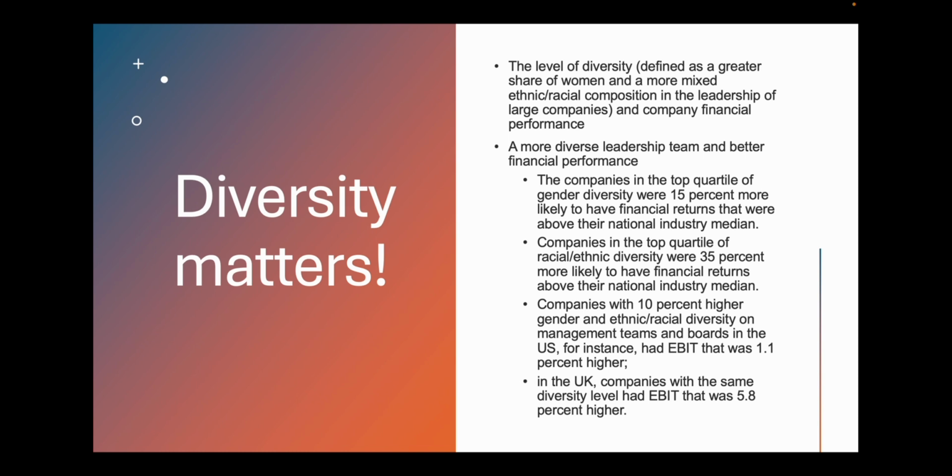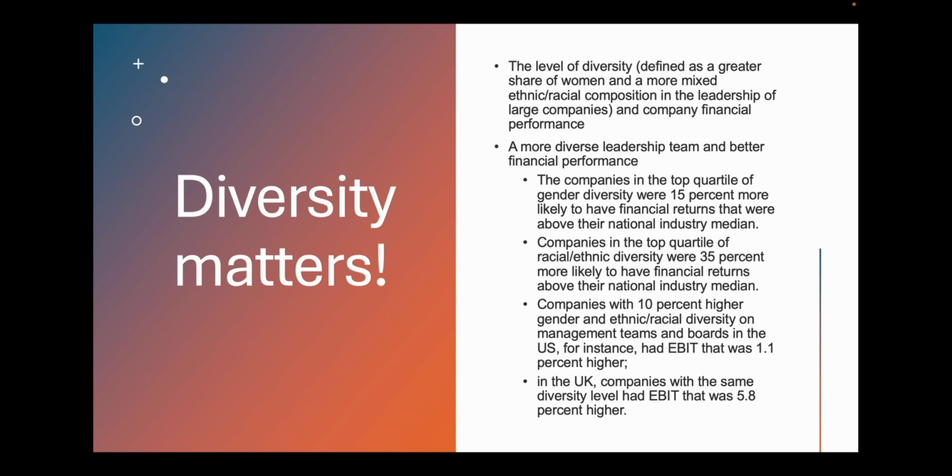So then the two different diversities they used here. One is the gender diversity, the other is racial ethnicity diversity. But both of them have positive impact on financial returns. So if a company is in the top quintile of gender diversity, the company was 15% more likely to have financial returns that were above their national industry mean. And if companies in the top quintile of racial and ethnicity diversity, they were 35% more likely to have financial returns above their national mean.